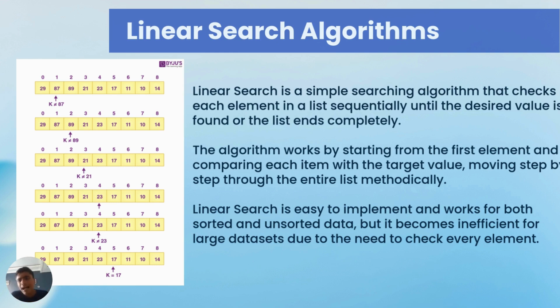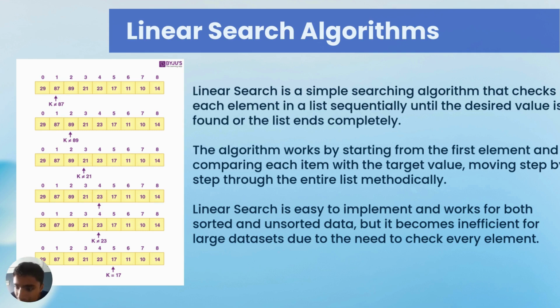The basic idea behind this linear search algorithm is to check each element in the list one by one until the desired value is found. The algorithm starts with the first element and compares it with the target value. If the element matches the target, the search stops and the position of the element is returned. If it does not match, the algorithm moves on to the next element and repeats this comparison. This process continues until the element is found, or until the end of the list is reached.